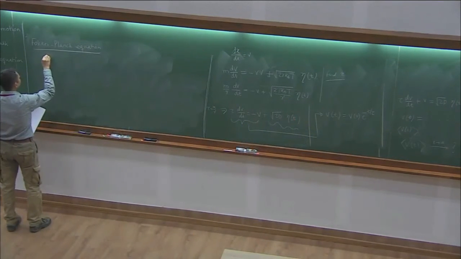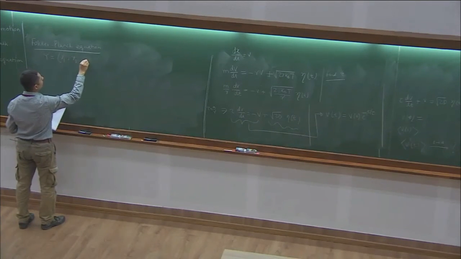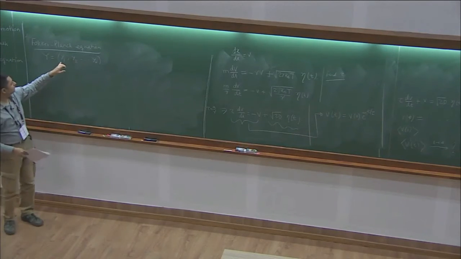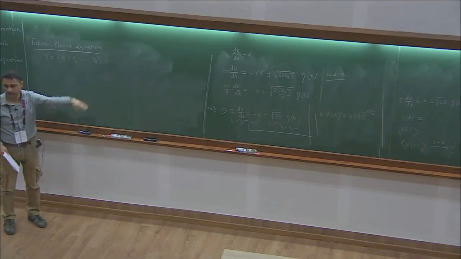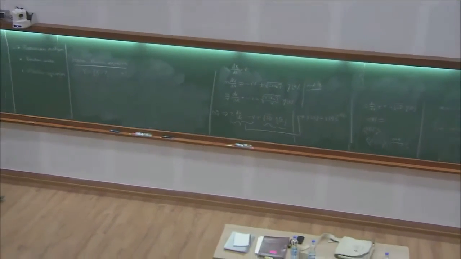So now let's consider some set of variables. Let's call them y1, y2, up to yn. In this case, one can be x and the other can be v. So this is a Markov process, and I want to derive a Fokker-Planck equation for this variable y.